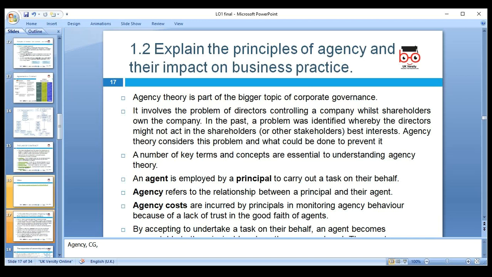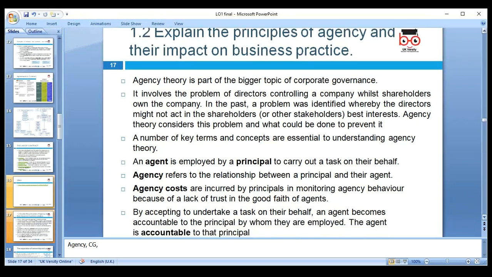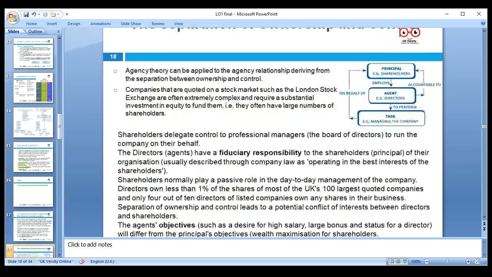A number of key terms and concepts are essential to understand agency. An agent is employed by the principal to carry out a task on their behalf. Agency refers to the relationship between principal and agent. Agency cost is incurred in monitoring the agent's behavior because of a lack of trust in the agent's good faith. By accepting an undertaking on their behalf, the agent becomes accountable to the principal by whom they are employed. That's the key message there.